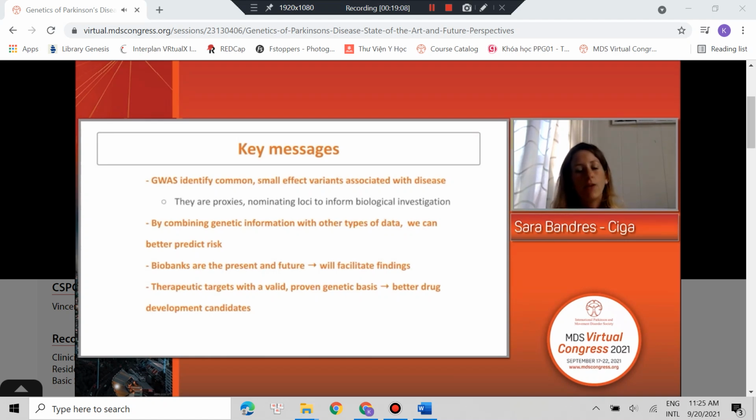I think biobanks are going to facilitate findings, because success in the new era of Parkinson's disease genetics is going to require extensive scientific collaboration to get to that sample size. And we will not be able to make any progress without teamwork in an open scientific environment. And finally, it should also be pointed out that therapeutic targets with a valid and proven genetic basis really lead to better drug development candidates.